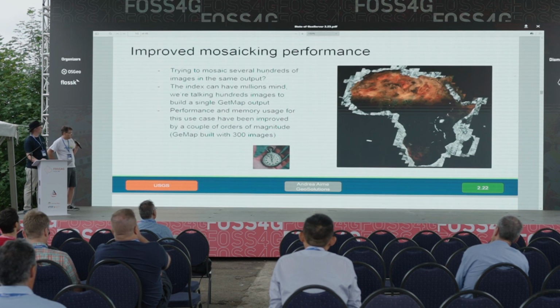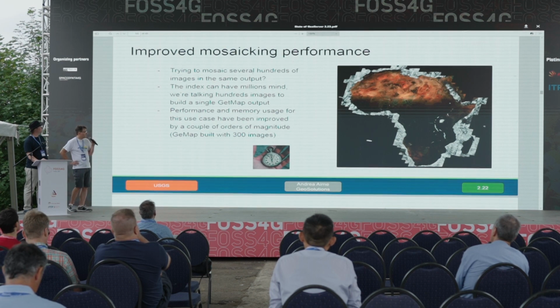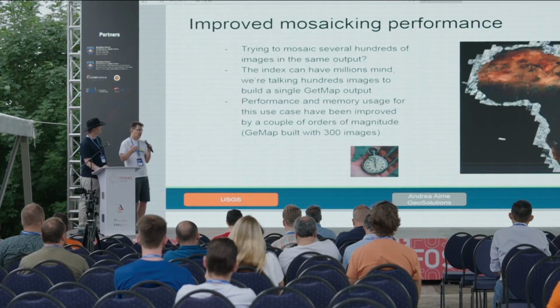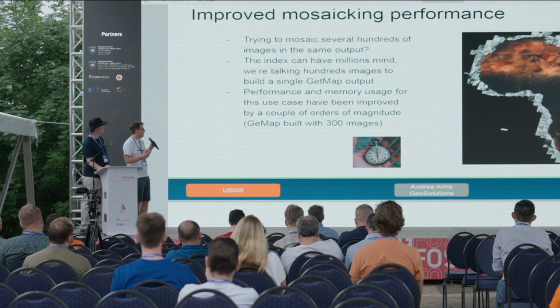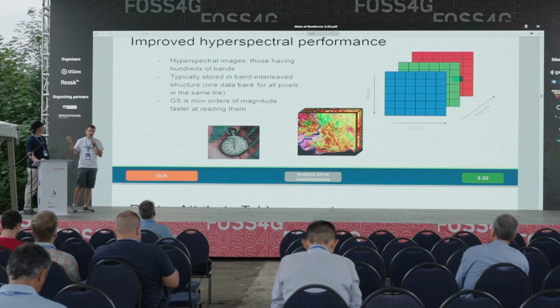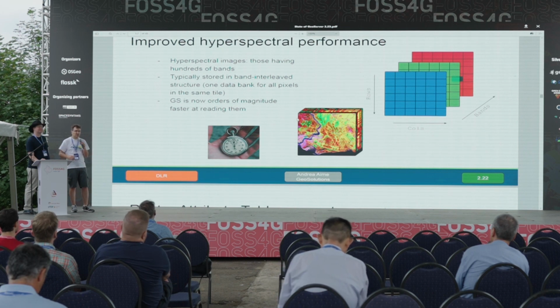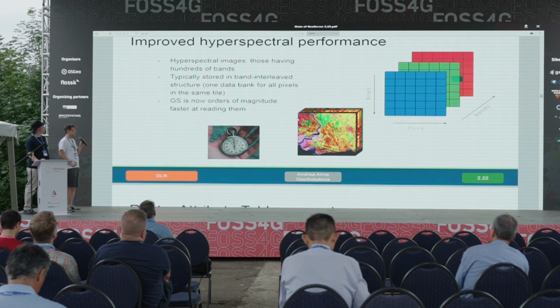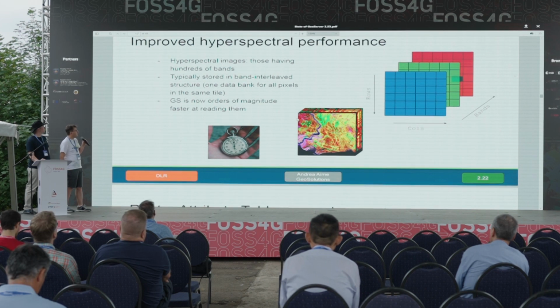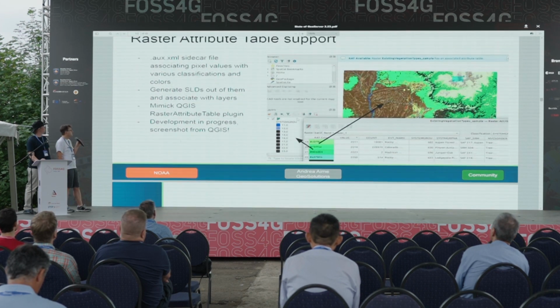We improved a lot the mosaicing performance when you have a lot of tiny files that are being mosaicked together. The old rule of thumb was try not to mosaic more than 100 files in the same output image. Now we can do much better, much faster, even with many small images. We also improved the support for hyperspectral images. An image is hyperspectral when you have 100 bands or more, 200, 500, 1000 with these new sensors. GeoServer had some trouble dealing with it, but now we improved the performance by several orders of magnitude.